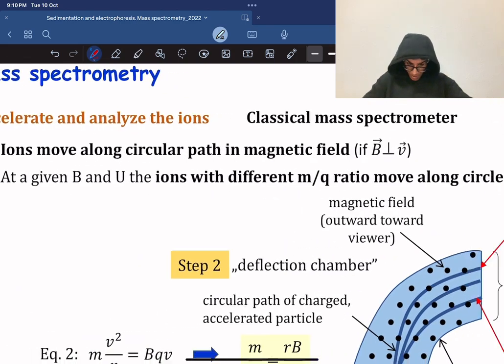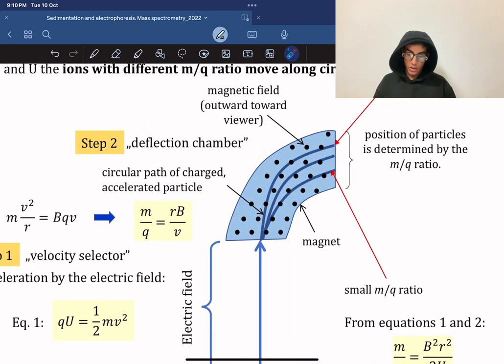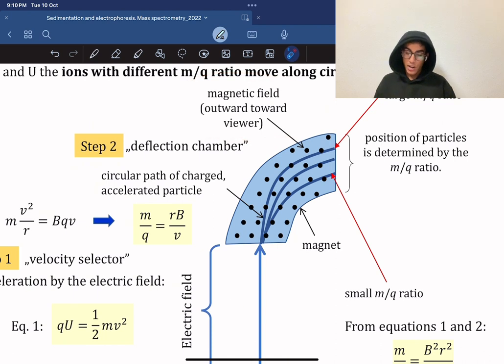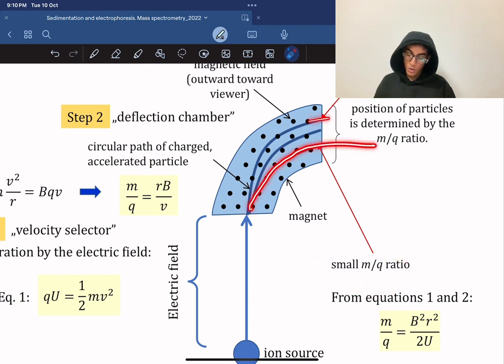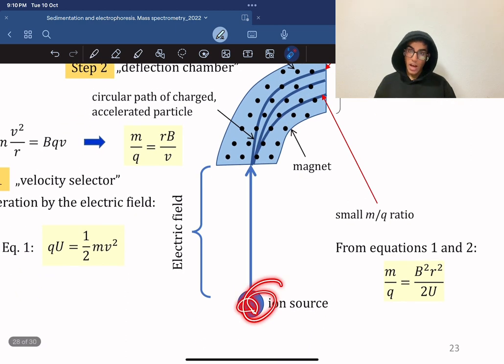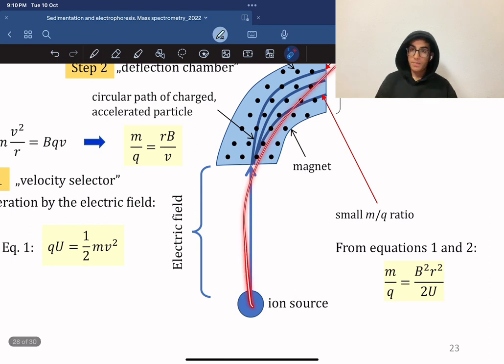But that's produced over here. So let's look at this again. Ions move along a circular path in the magnetic field. At a given B and U, the ions with different mass to charge ratio move along circles with different radii. Okay? Step 2, deflection. Okay, look at this. Magnetic field outward towards the viewer. The particles with large M to Q ratio, larger mass, they go from the outside. Okay? And then there's the magnet, of course. The particles with small M to Q ratio go from the inside like that. And this is the ion source, of course, after we ionize it using ESI or MALDI or whatever. It goes through it, okay?